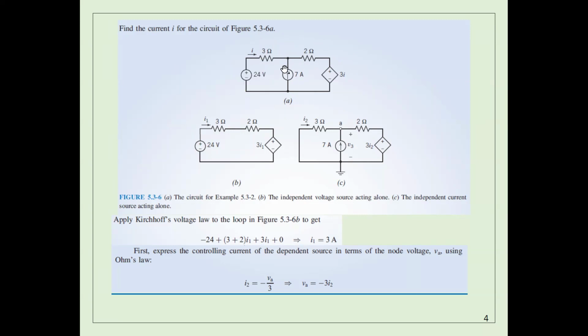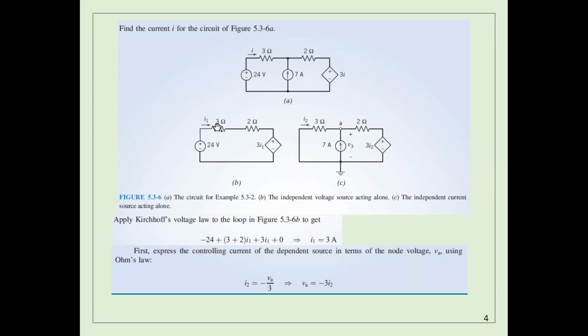So here I'm going to make two circuits out of it, okay? Because I have two independent sources. I'm going to keep the first one, as you see here, and cancel the second one by open circuit. So it should become this first circuit. In the second circuit, I'm going to keep the current source, and then cancel the voltage source by short circuit. Okay, so now I have these two circuits, and all I need to do is calculate the current here and the current here, and then add them together to give you I.